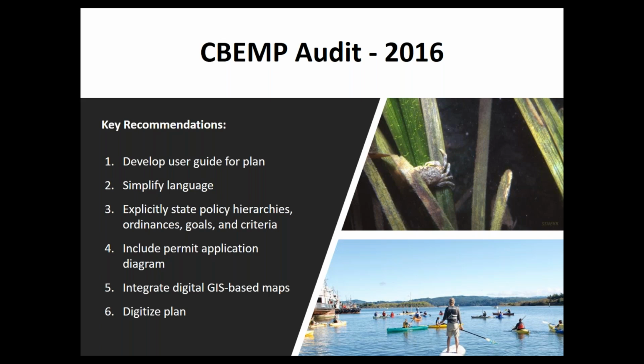And so the report that came out of this describes key recommendations for how the plan could be improved, and I'm showing here some of those recommendations: developing a user guide for the plan, simplifying the language, explicitly stating the policy hierarchies, including permit application diagrams, including GIS-based maps, and digitizing the plan. So these really focus on plan usability and how that can be improved. This provided us a nice outline of where the plan could benefit from improvement.